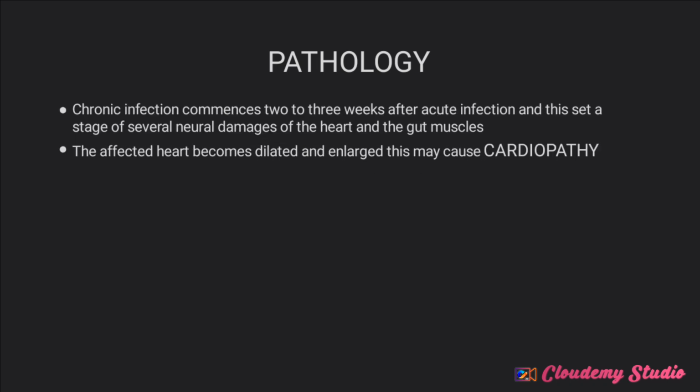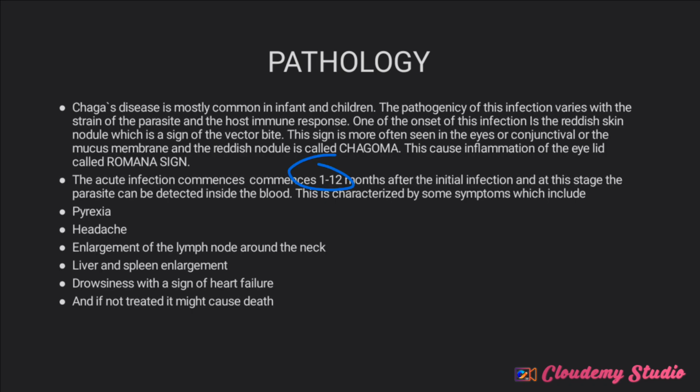Now, after acute infection, we have chronic infection. Chronic infection commences 2 to 3 weeks after the acute infection, and this sets in several stages of neural damage of the heart and the gut muscles. If not treated, it may affect the host and cause what we know as cardiomyopathy. These are some of the things it can cause. Now, remember I told you that it is mostly found in South and Central America.